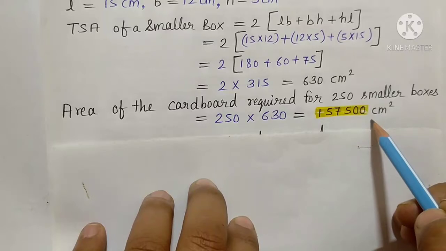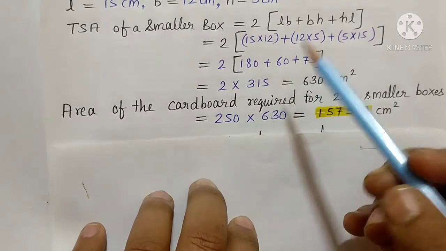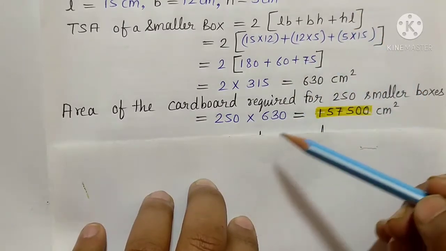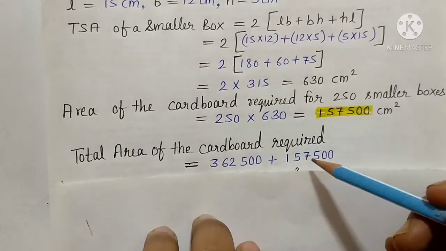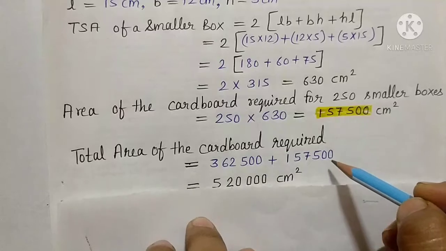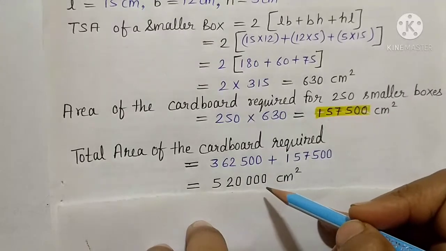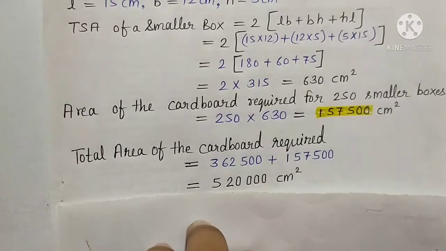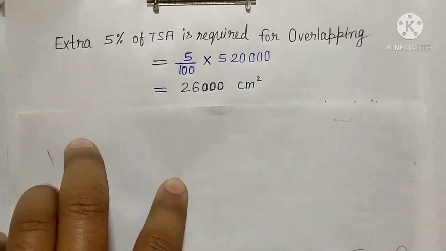1,57,500 centimeters square. So if we add both of them, the 250 bigger boxes and 250 smaller boxes, the total area of cardboard required is how much? 3,62,500 plus 1,57,500. It comes 5,20,000 centimeters square. This is the total area of the cardboard which is required, including both the bigger and the smaller boxes.